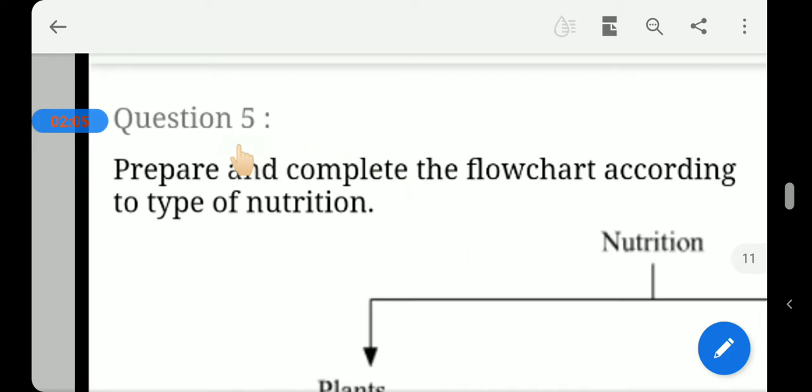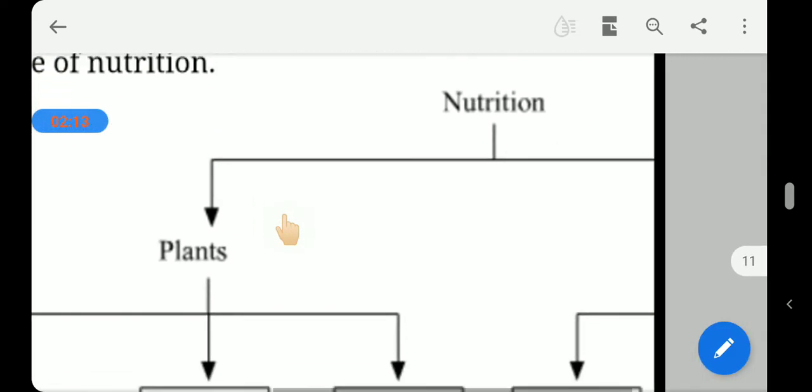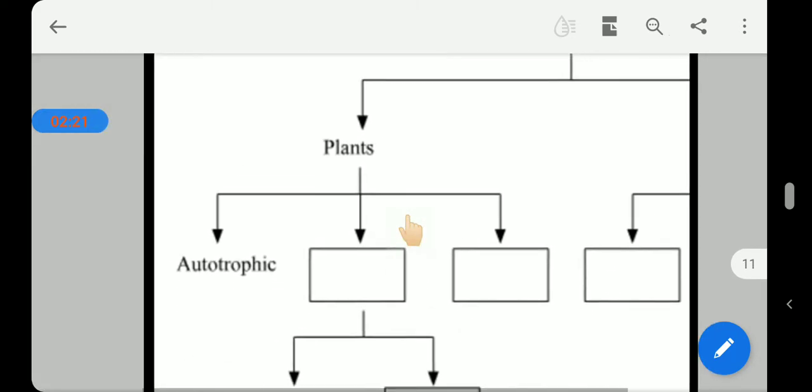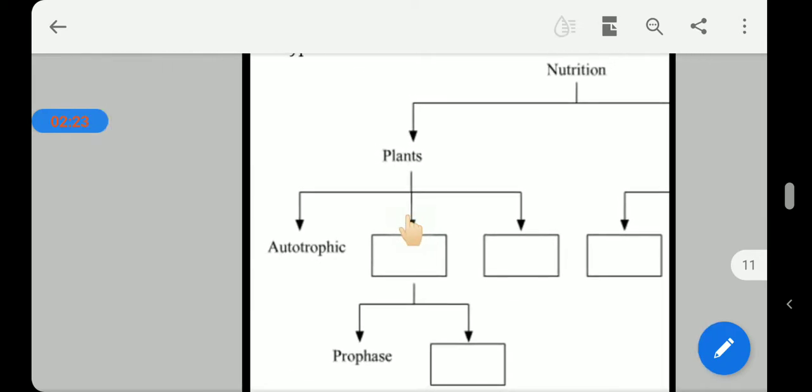Question number 5 is prepare and complete the flow chart according to the type of nutritions. Nutritions, plants, animals. It's unable to fit in a single window, so I have divided it into two parts. So we'll discuss it in this manner only. Nutrition is classified in plants and animals. We will discuss first the plant part and then we will move to the animal part.